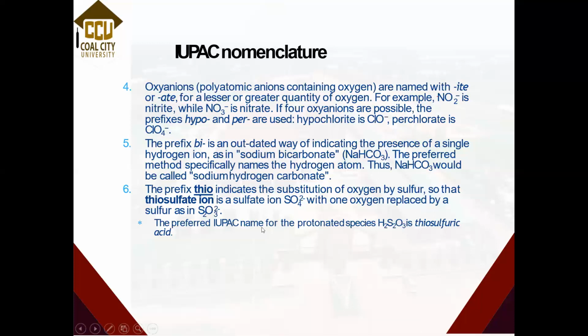So the preferred IUPAC nomenclature for the protonated species of H2S2O3 is thiosulfuric acid. What happened here? You can remember H2SO4, is that not so? If I remove one of the oxygens in H2SO4, it becomes O3. And if I include one sulfur, it becomes H2S2O3. So we call this thiosulfuric acid.